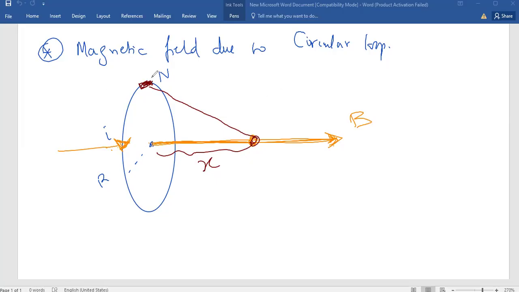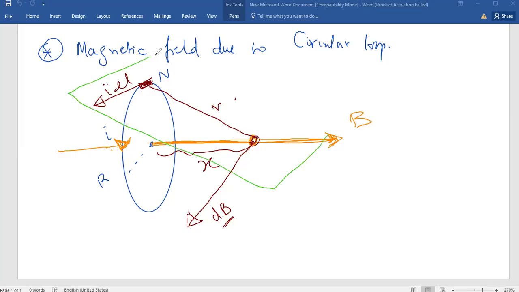So if this is the current element, and this is the position vector, then our magnetic field will be perpendicular to this plane. You have to imagine what we are doing. So this is dB, I dl cross r. This dB is perpendicular to the plane which contains I dl and r. So this is the plane, and this dB is perpendicular to this plane. Can you visualize this? Yes, sir, I can.